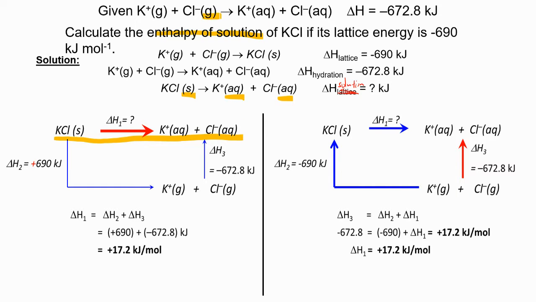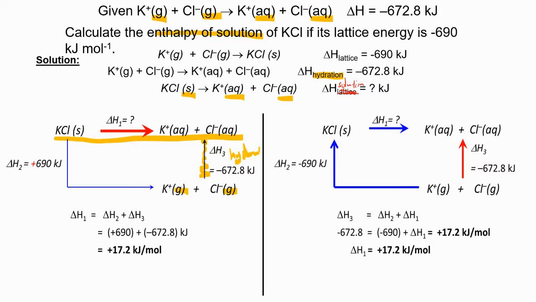Now let's see what is given. You can see here the given one is gaseous ions changing to aqueous ions, which means that it is the enthalpy of hydration. Although the question never mentioned it, you must know the definition of enthalpy of hydration. So we need to construct one that is from gas to aqueous ions.